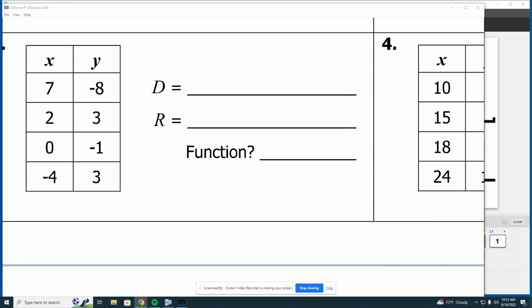And I don't have to do both of these, do I? No. So what's my domain? -4, 0, 2, 7.